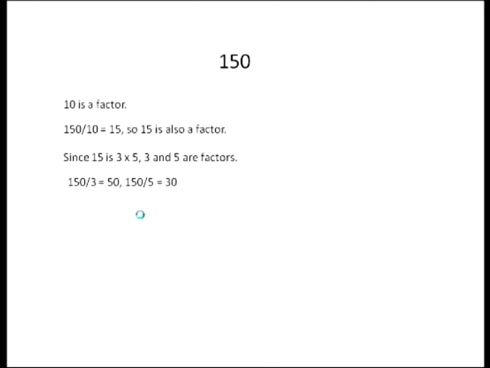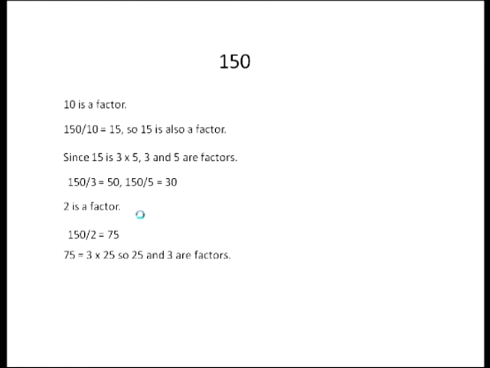Okay. If I divide 150 by 3, I get 50. So that means 50 is a factor. If I divide 150 by 5, I get 30. So that means that 30 is a factor. Okay, 2 is a factor. How do I automatically know that? 150 is an even number. 150 divided by 2 is 75. So that means 75 is a factor.